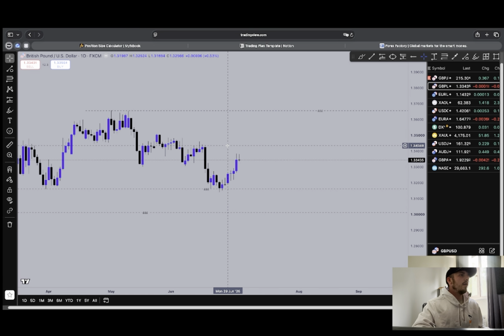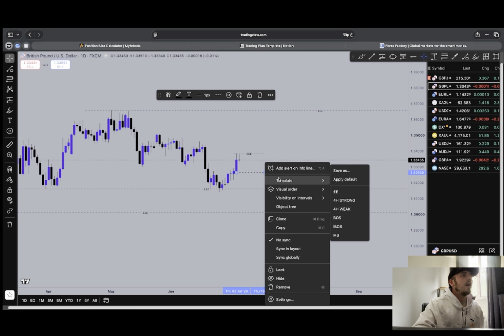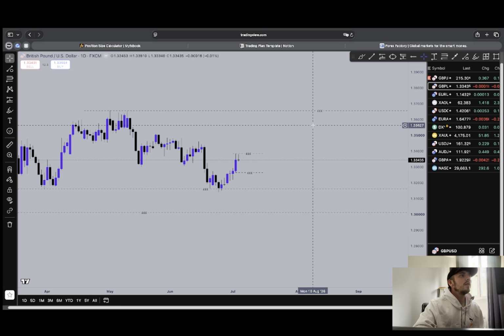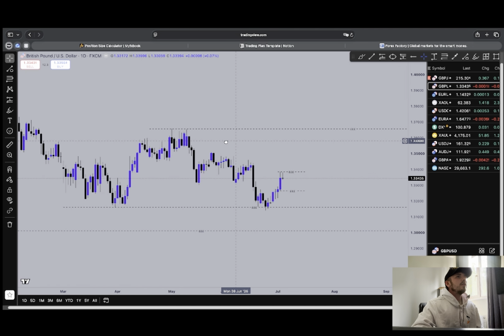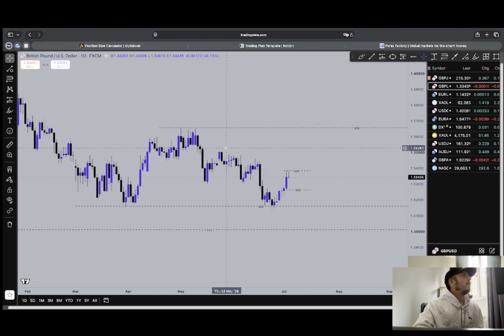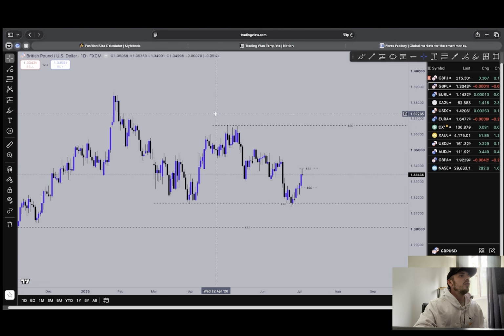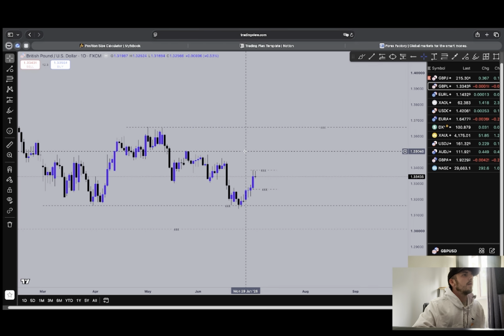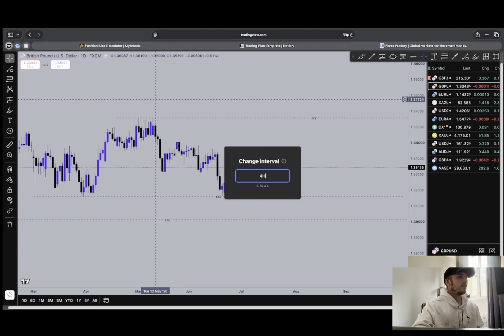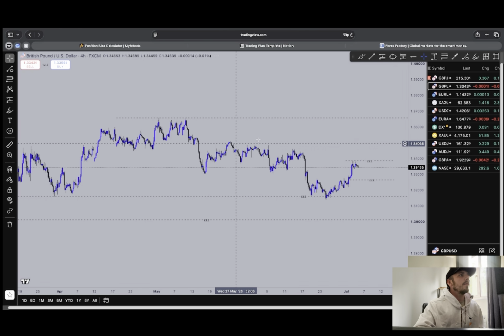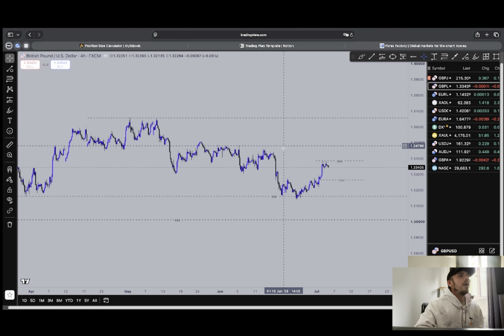So the two liquidity concepts we will be looking at are your equal highs and lows, which is how I would normally trade it, and your previous day highs and lows, just like that. So we've got liquidity marked out. Our daily bias is bearish, so we will jump down into the 4-hour time frame and look for our range.